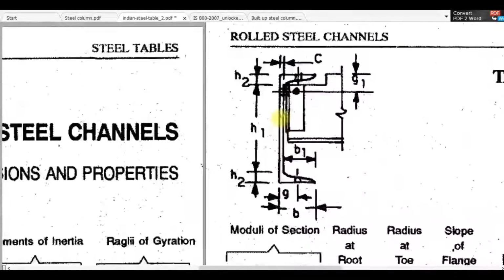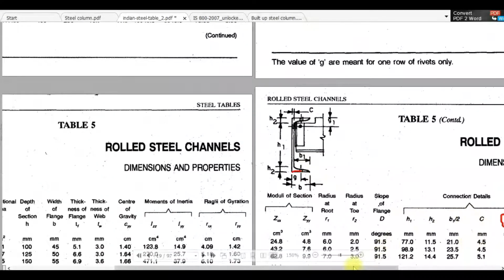You can see this channel section. We need the spacing where the bolt is placed. In this channel section, this is one leg, this is the web, and this is the flange part. In the flange there is a point where the bolt should be connected. From the web to that point is called g, and this is mentioned in the steel table.